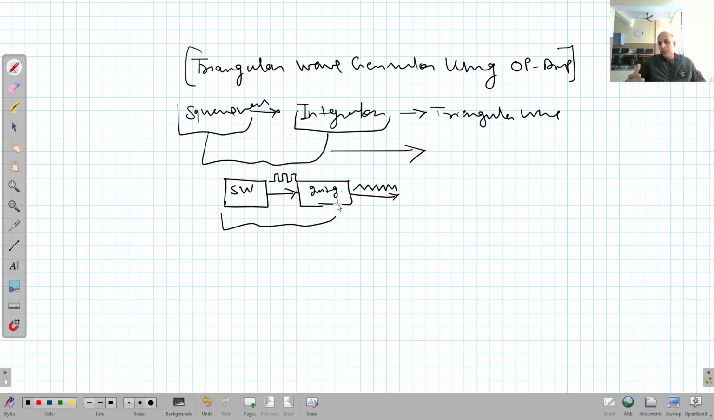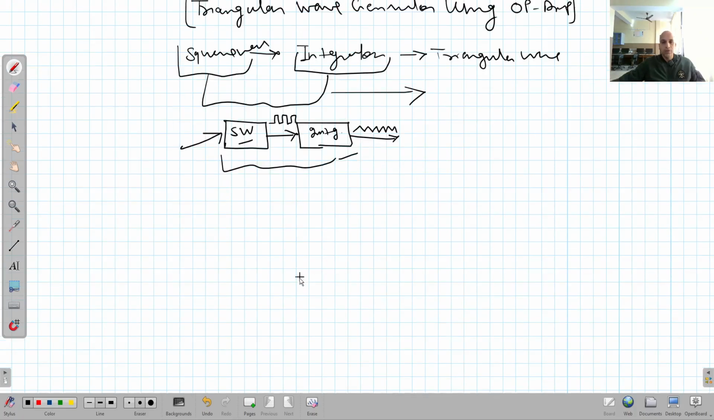So here in this lecture, I am going to discuss another method that uses fewer components as compared to the combination of square wave generator and integrator. First of all, I will draw the circuit diagram, then we will understand its working, and in the end, we will derive the expression for the frequency of the triangular waves generated. So I am going to draw the circuit diagram that needs fewer components.